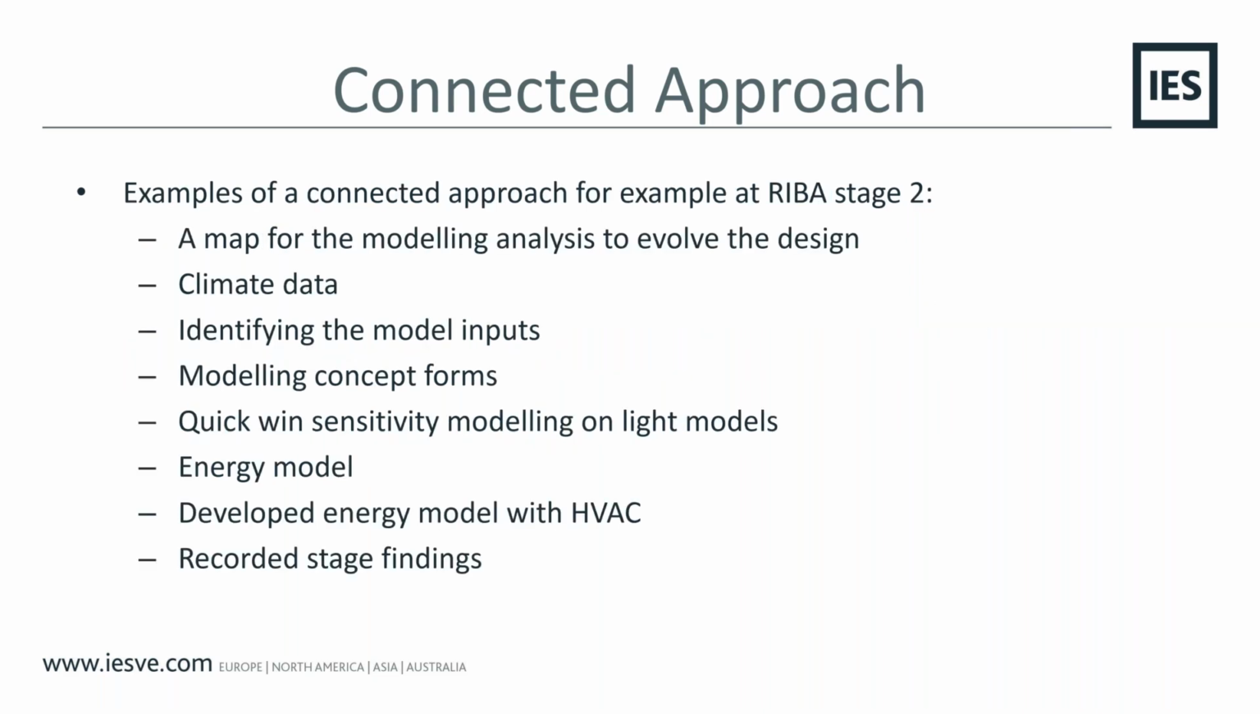So if we were to look at, for example, a RIBA Stage 2, which is our concept stage, then a roadmap that you may want to look at would be to, first of all, set out the analysis that we want to evolve through the design, and then start to bring together what data we require. So climate data is obviously going to be a key aspect. What's your location?